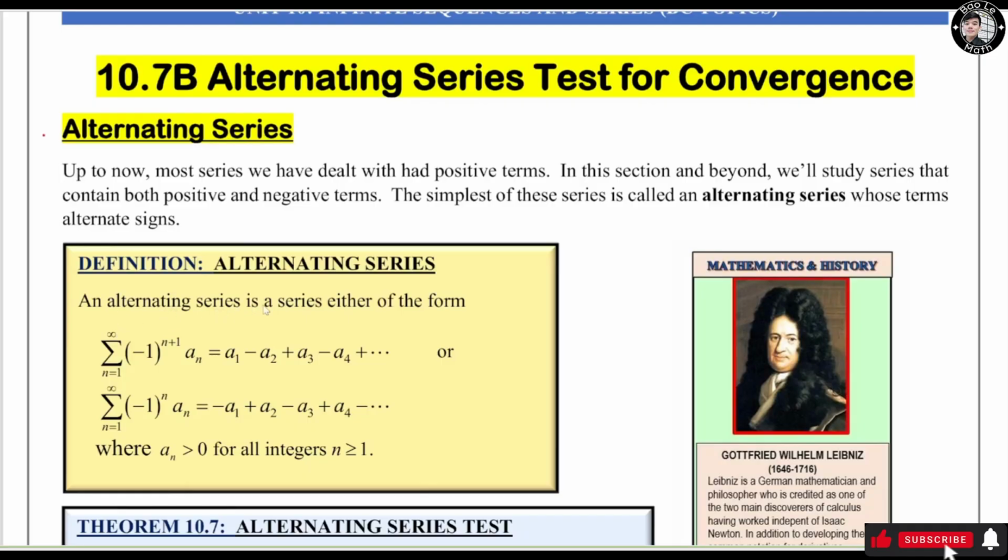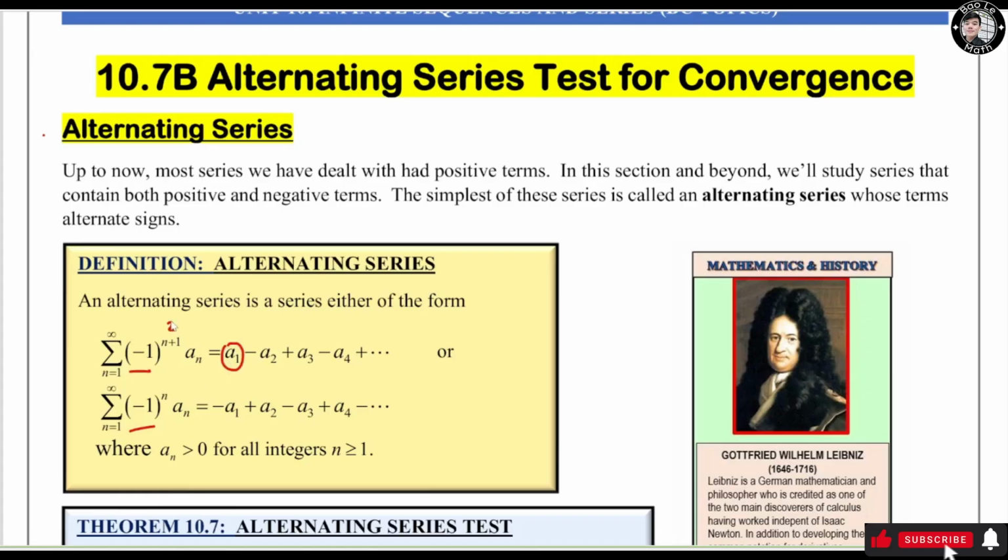An alternating series is a series of either of the form this one or this one. For the first one, if n equals 1, we substitute over here and we have a power of 2. So negative 1 to the power of 2 is going to be 1. 1 times a sub n is going to be a sub n, so the first term is going to be positive.